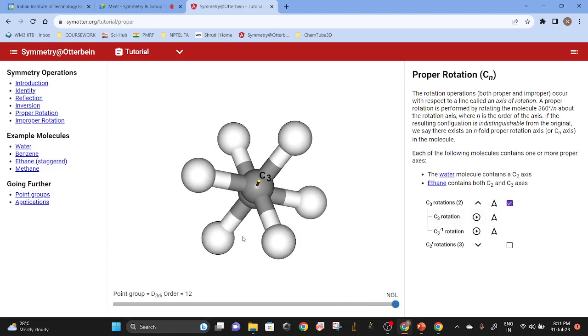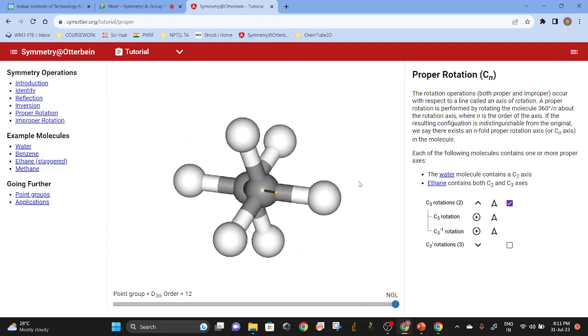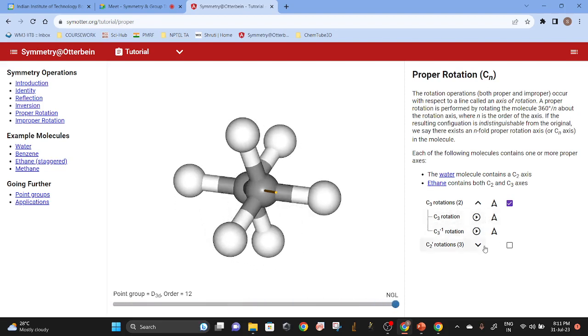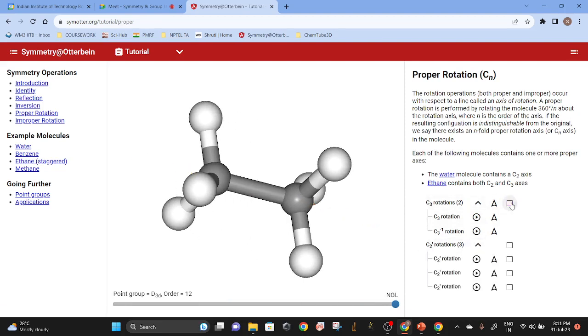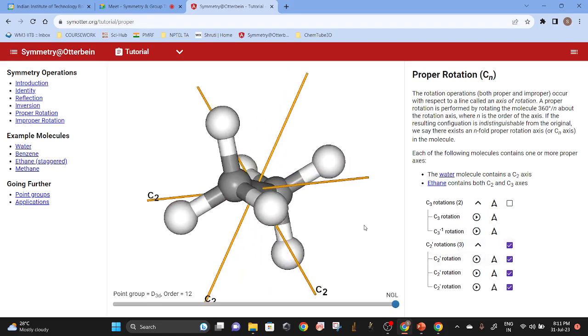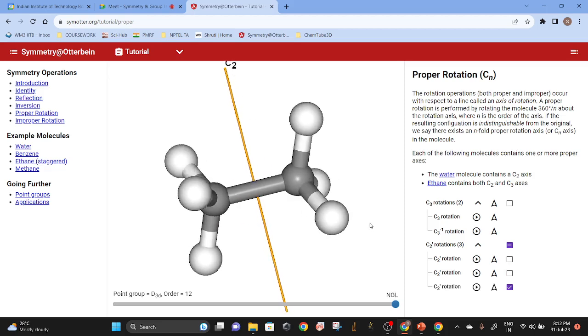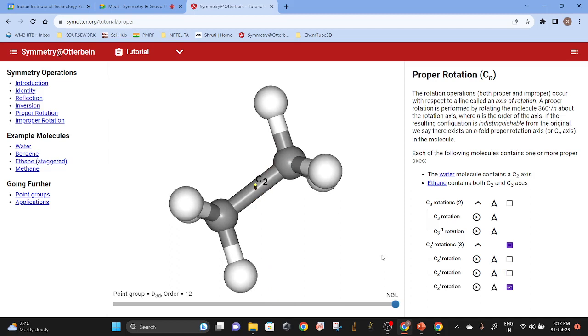this atom is coming here, it is going there, this one is going there. So this one is C3. Similarly for the back carbon as well. This is C3. Now we'll see where the C2 is. Let me hide C3. C2. So many C2s. Let me hide this one. See from the top view.